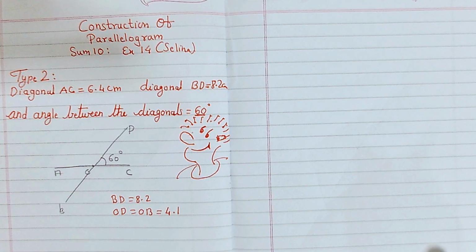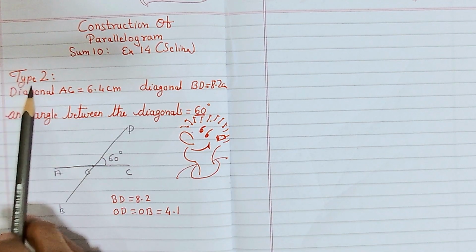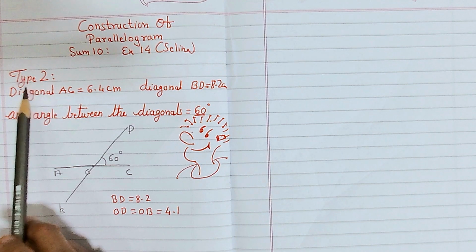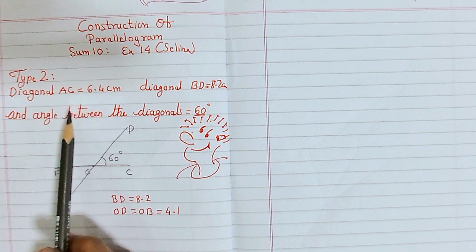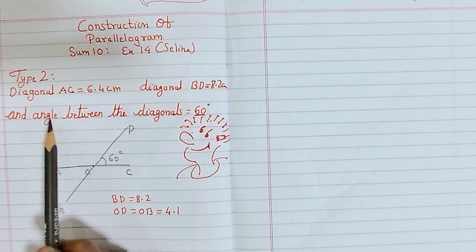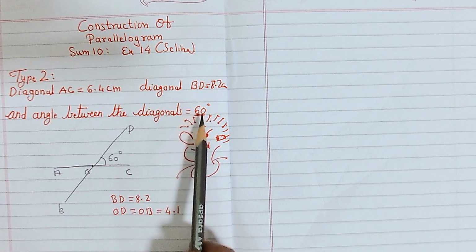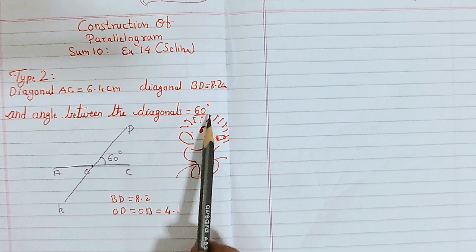Hello students, welcome back for type 2 parallelogram construction. In type 2, we will construct a parallelogram where two diagonals are provided and one helping hand: the angle between the diagonals is 60 degree. Let us see the rough sketch.